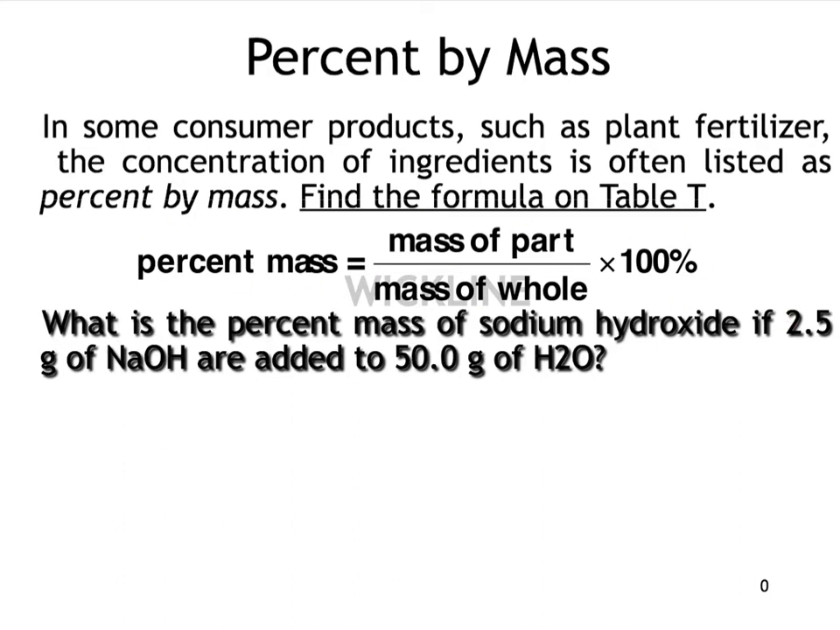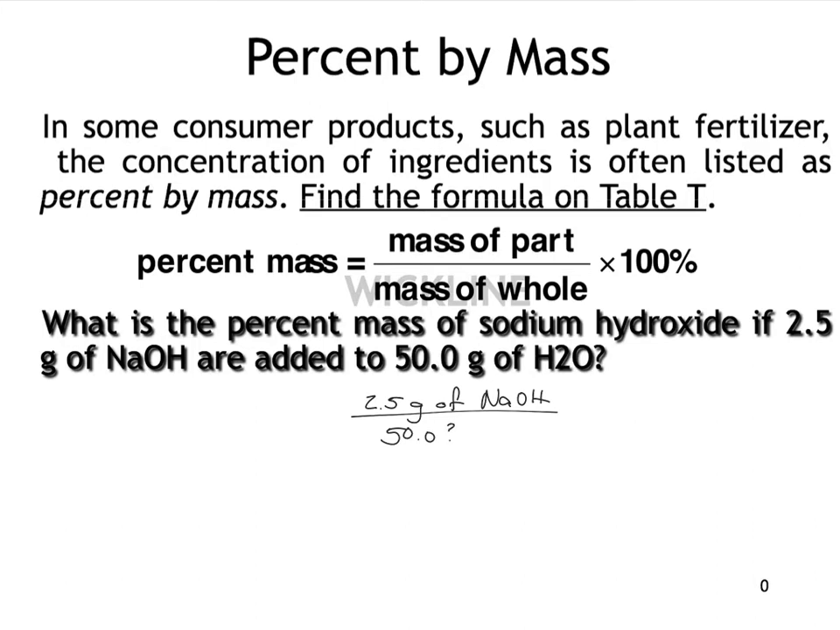Let's practice. What is the percent mass of sodium hydroxide if 2.5 grams of sodium hydroxide are added to 50 grams of water? So following the formula, the mass of the part here is 2.5 grams of NaOH. And the mass of the whole is 50.